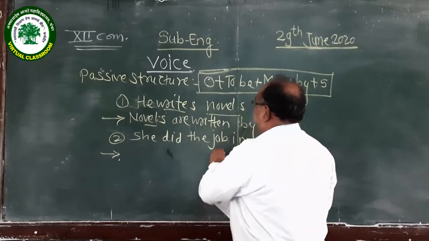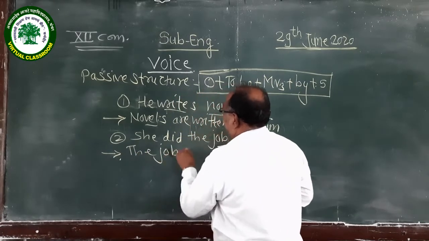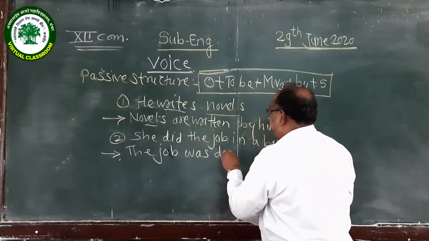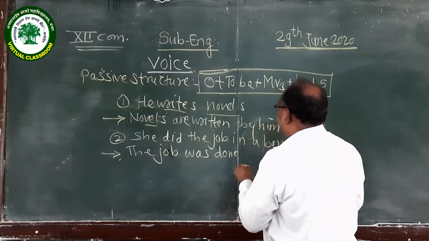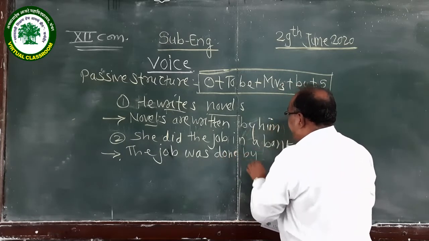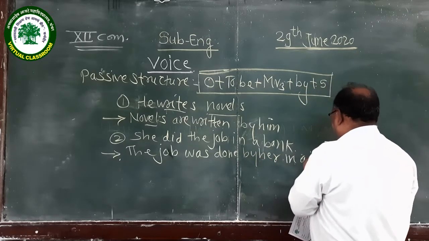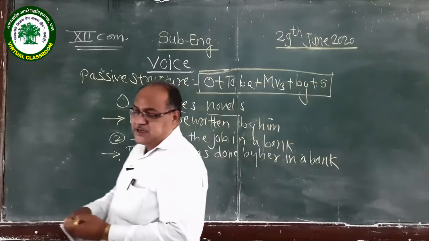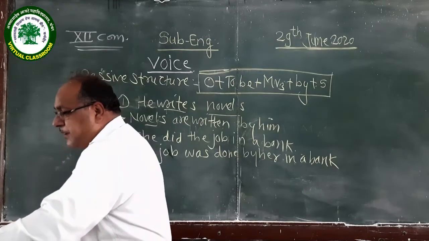In this way, the object is the job, was, third form MV3 of do, that is done. The job was done by her in a bank. So in this way we should also change a simple past tense sentence into passive form. Now one more example in a simple future tense.